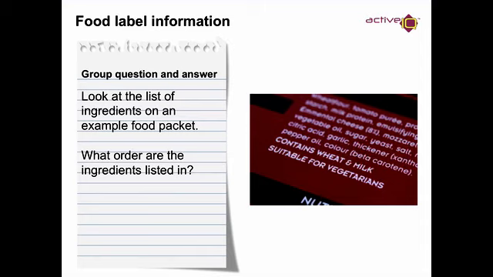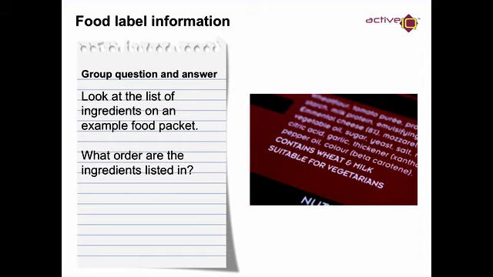What we're interested in is not the front of the packet, but what's on the back. On the next slide we've got a food label to look at, but it says here, look at the list of ingredients on the packet and what order they come in. Some of you might already know this, but the order they come in is essentially by how prevalent that ingredient is in the product.